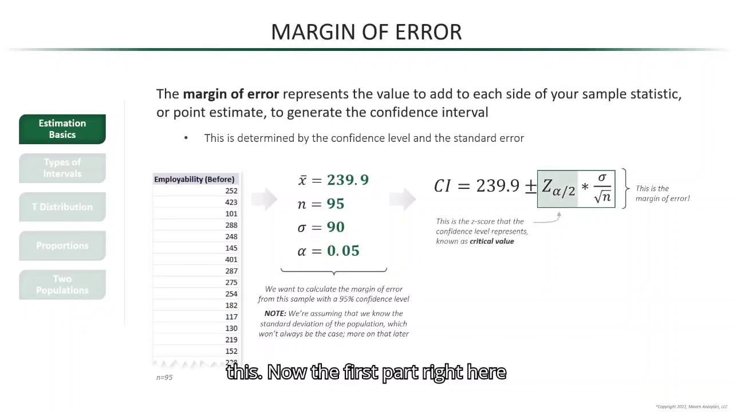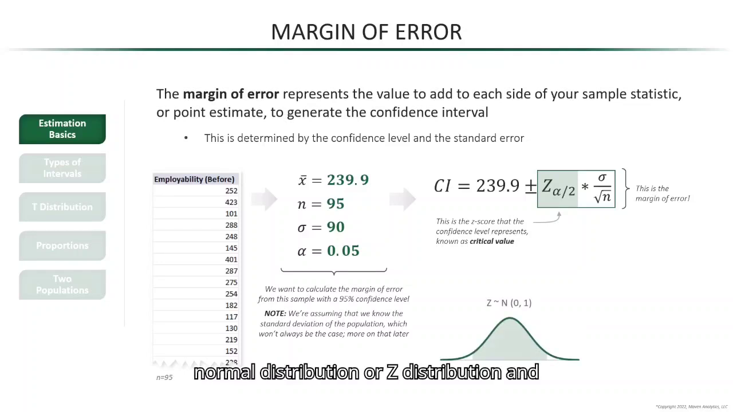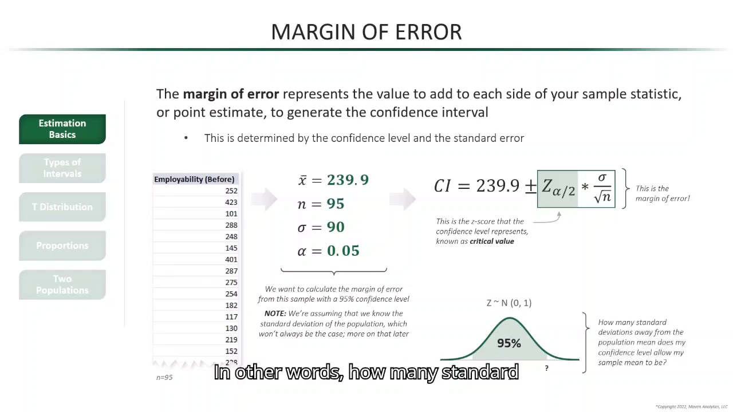Now the first part right here is the z-score that the confidence level represents, also known as the critical value. So if we look at the standard normal distribution, or z-distribution, and add that confidence level of 95%, what we want to know is, what's the z-score at the edge of the area here? In other words, how many standard deviations away from the population mean does my confidence level allow my sample mean to be? That's what this number will represent.